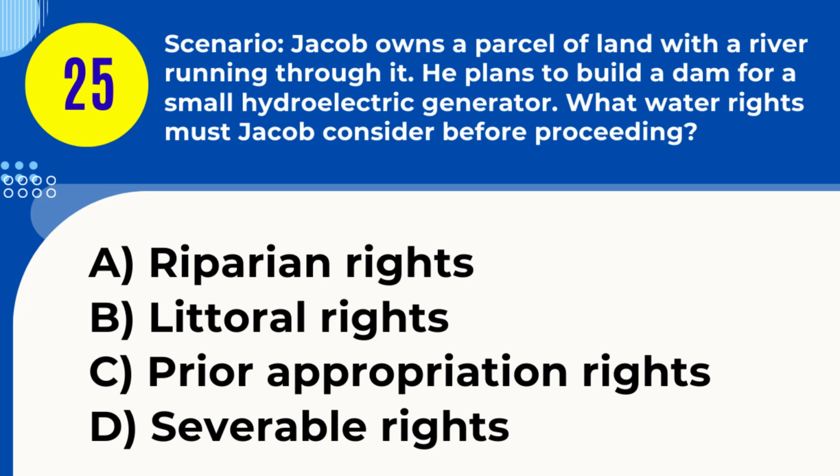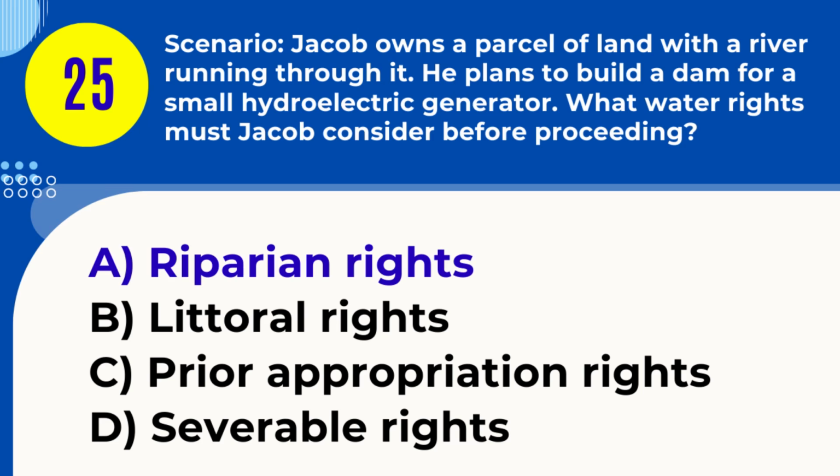Question 25. Scenario. Jacob owns a parcel of land with a river running through it. He plans to build a dam for a small hydroelectric generator. What water rights must Jacob consider before proceeding? A. Riparian rights. B. Literal rights. C. Prior appropriation rights. D. Severable rights.